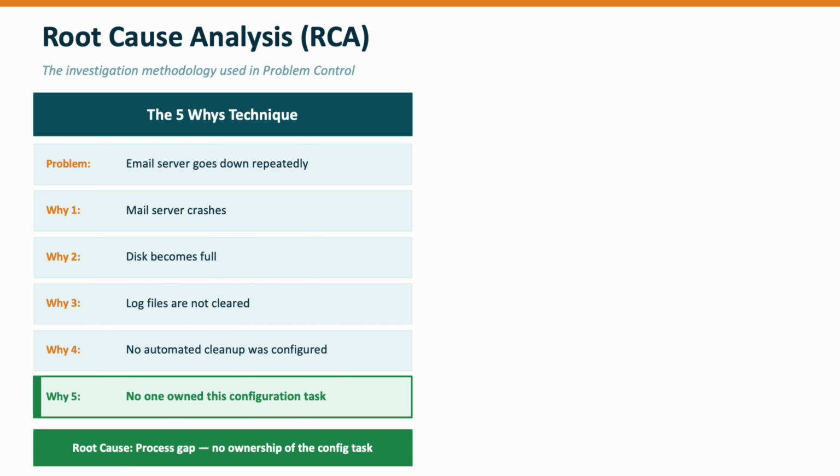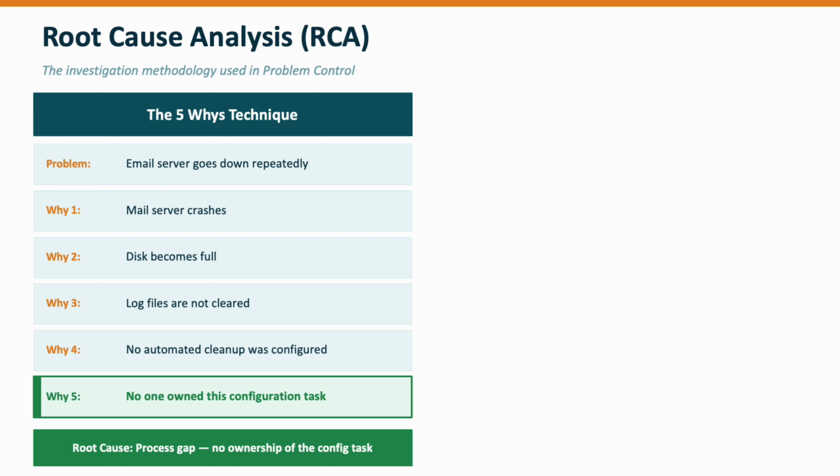Now suppose you are not getting your answer after the fifth why as well, so you can go ahead with the same why questions till you get the resolution of those things. So this is what the RCA solution is, that you need to understand root cause analysis, and you can work on it. So the root cause is a process gap, no ownership of the configuration task. So no one in your organization is taking the ownership of that particular configuration task, because of which it has happened and it has gone the wrong way.